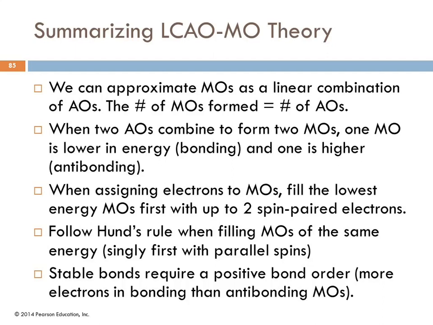When you assign electrons, we do the same pattern we did before. You fill the lowest energy orbitals first with up to 2 spin-paired electrons. And Hund's rule is still going to apply. If you have molecular orbitals of the same energy, they're going to fill singly first with parallel spins, up arrows, and then they will pair up as needed. In order for it to be a stable bond, the bond order must be positive, which means that you have more electrons in the bonding orbitals than in the antibonding orbitals. So that's a summary of what we've talked about so far.